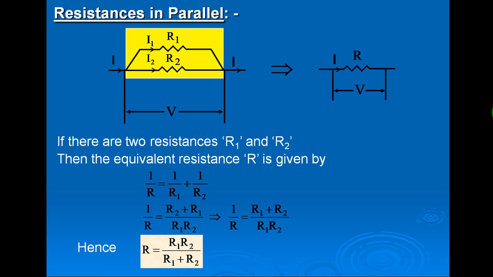That is, if two resistors are connected in parallel, then the equivalent resistance is equal to the ratio of the product of the two resistances to the sum of the two resistances connected in parallel.